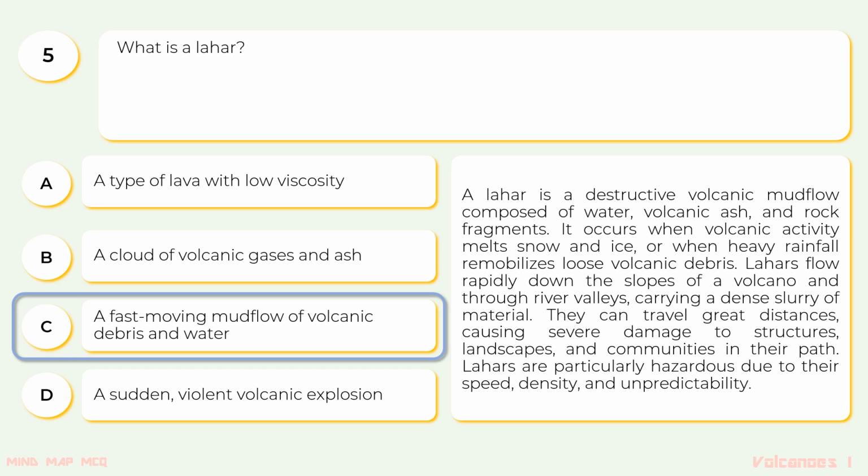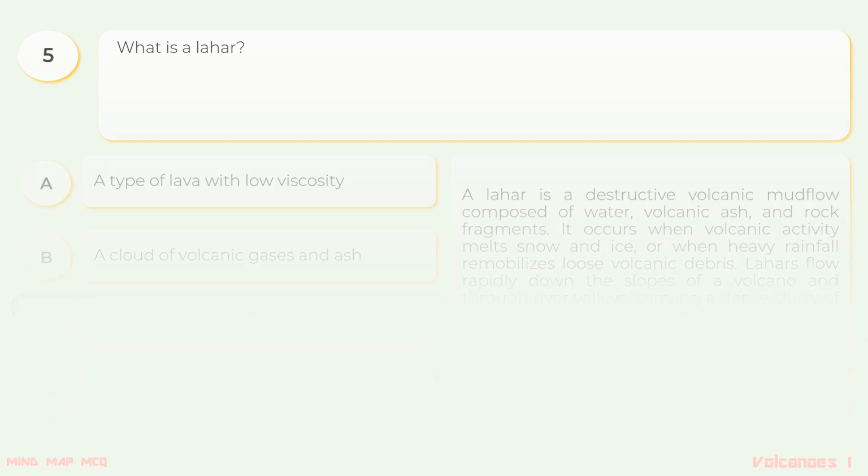A lahar is a destructive volcanic mud flow composed of water, volcanic ash, and rock fragments. It occurs when volcanic activity melts snow and ice, or when heavy rainfall remobilizes loose volcanic debris. Lahars flow rapidly down the slopes of a volcano and through river valleys, carrying a dense slurry of material. They can travel great distances, causing severe damage to structures, landscapes, and communities in their path. Lahars are particularly hazardous due to their speed, density, and unpredictability.